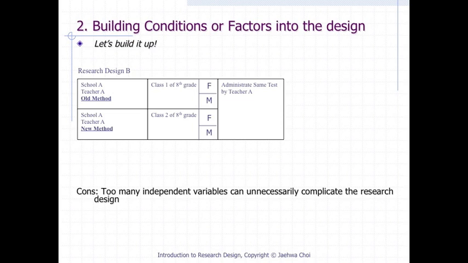The second option of controlling is building conditions or factors into the design. For example, in the Research Design B example in this slide, the researcher is concerned about the gender effect on the educational outcome and includes the gender factor into the research design. However, the downside of this option is that many independent variables may unnecessarily complicate the research design and results. So, this option only works for controlling a few, 1 or 2, variables.